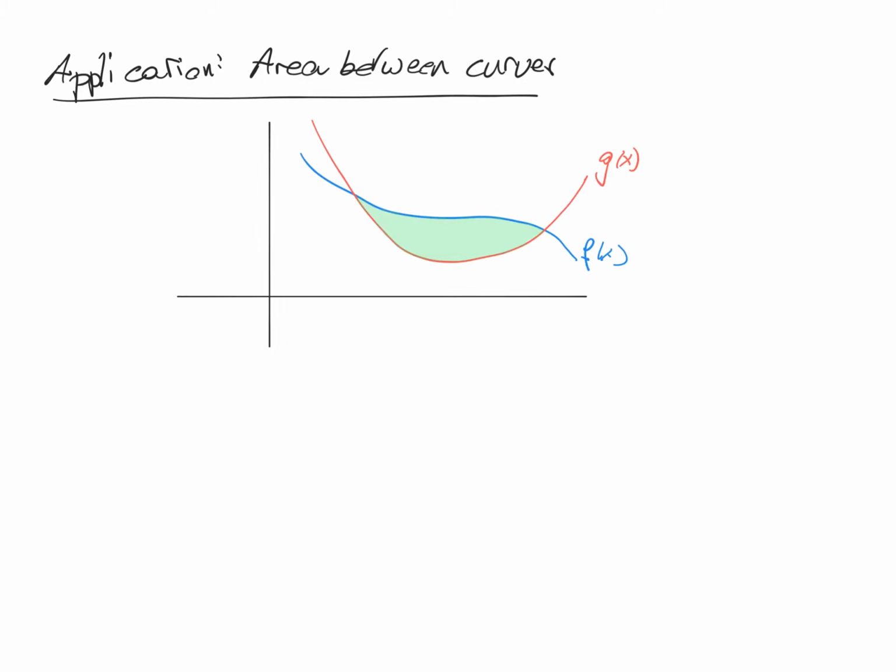those two functions. We see that for this we need to know the points of intersection, so we need to know the first point A and the second point B where those functions are crossing. And then the green area basically is the area below f of x minus the area below g of x.